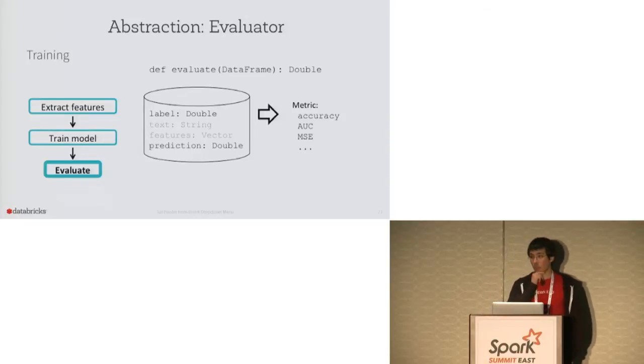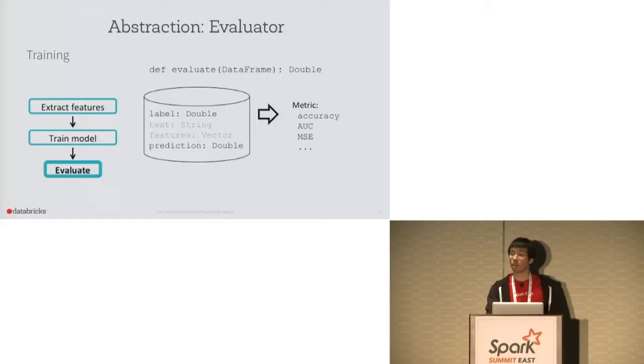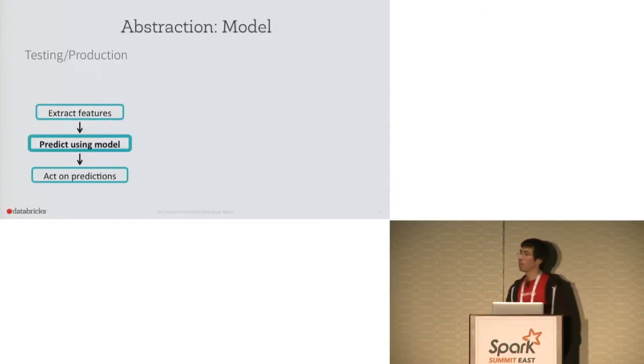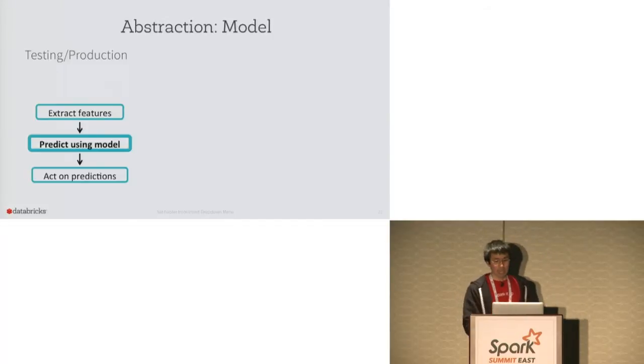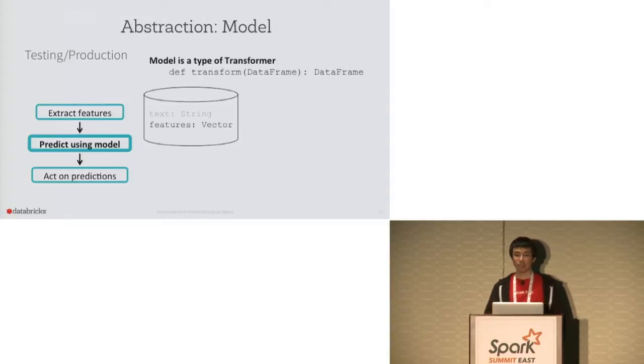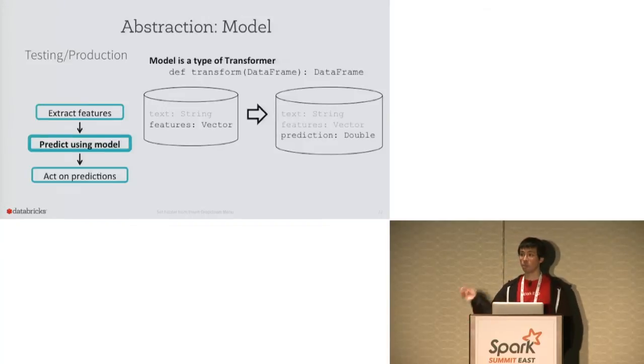I mentioned at one point that the estimator produces a model, and that we'll use it in our testing workflow. But if we think about what the model abstraction actually does, it's a type of transformer. It's going to take the features vector for every row in our data set and create a new column with a corresponding prediction. So a model is really just a special type of transformer produced by an estimator.